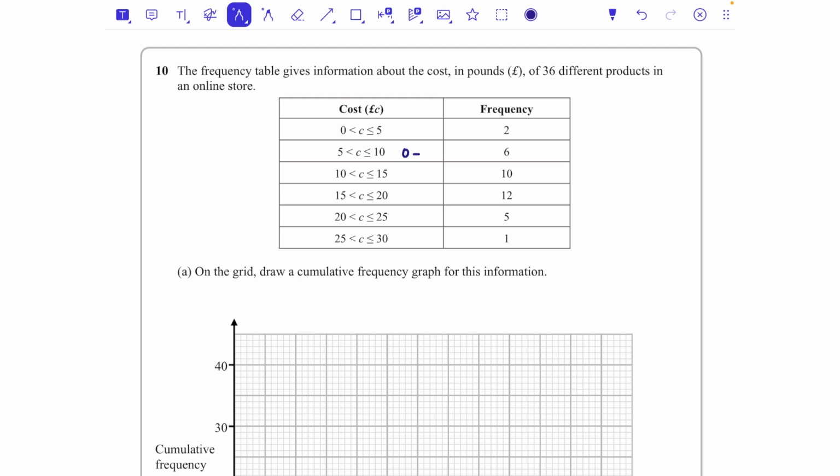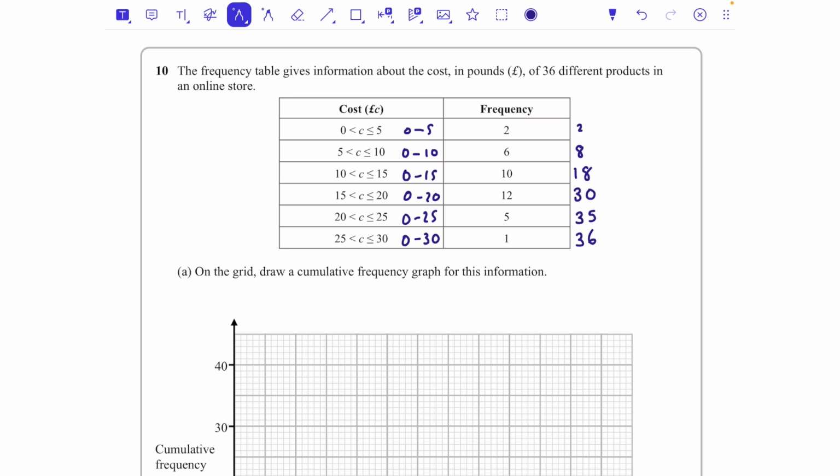But then 0 to 10, we would have the 2 and the 6. So we're going to add 6 on, and that would be 8. And then we would add the 10 on, and that would give us 18, and then we'd add the 12 on, and that would give us 30, then we'd add the 5, and that's 35, and then we'd add the 1, and that adds up to 36. So these categories are new. They're now 0 to 5, 0 to 10, 0 to 15, 0 to 20, 0 to 25, and 0 to 30. So it's everything up to the top of that category.